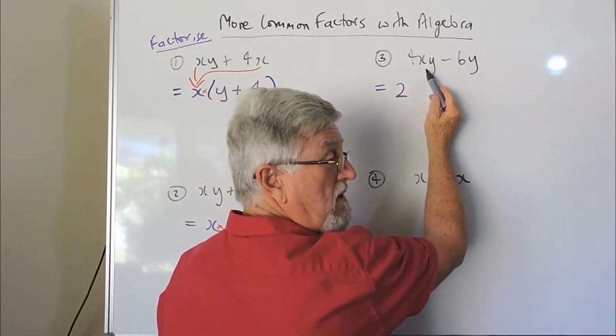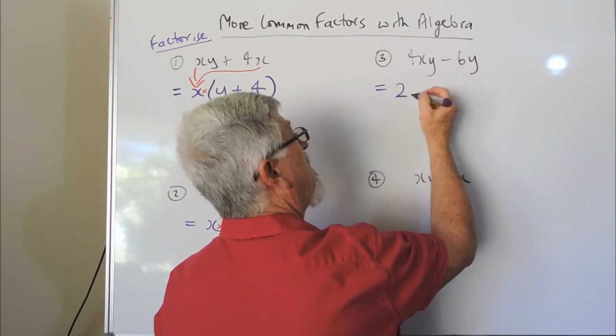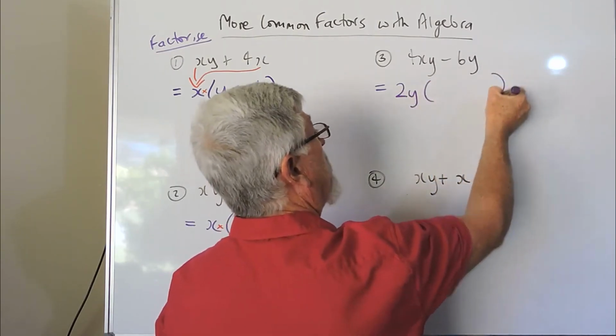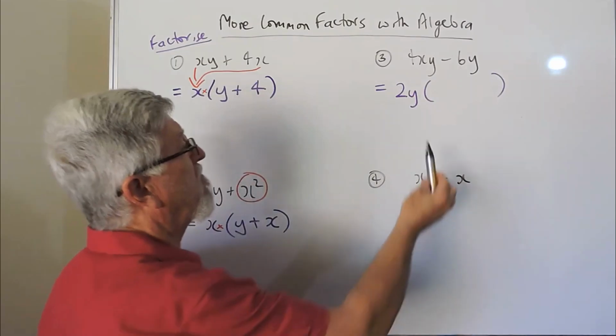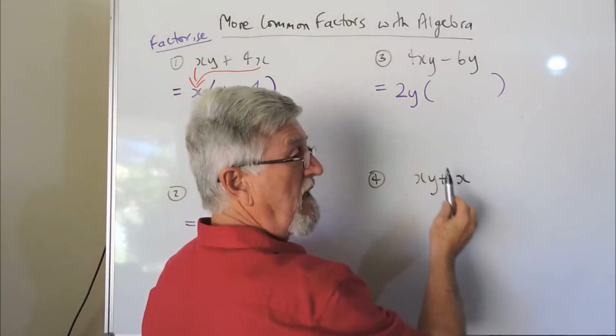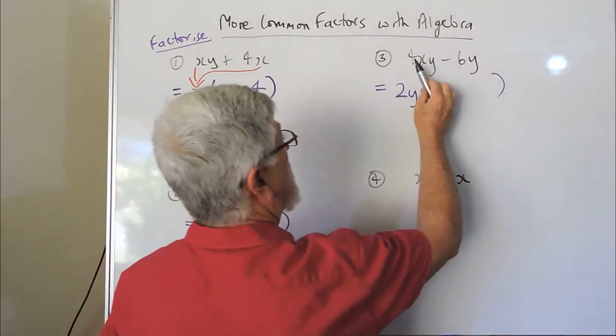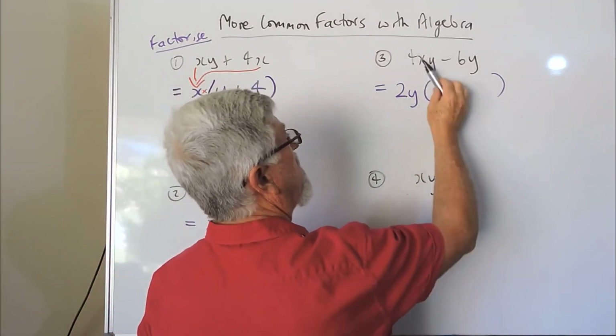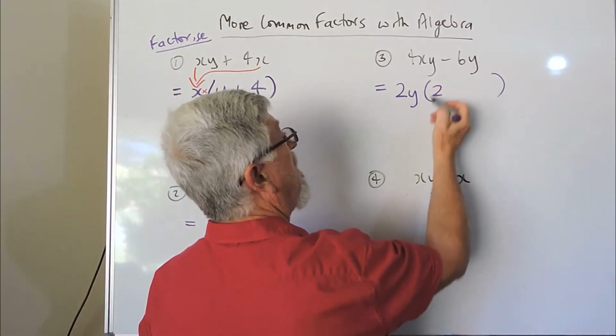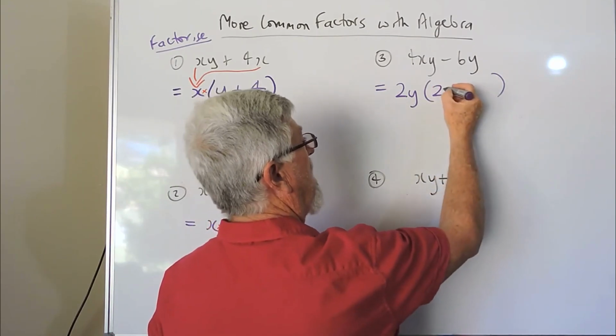There's a y in this one, and there's a y in that one, so I can put the y outside, and I can put the brackets in. So remember, we're reversing expanding the brackets. So we can check it by expanding the brackets. So I can go 2 times what is 4, so that's a 2. I've already got the y, I also need an x.